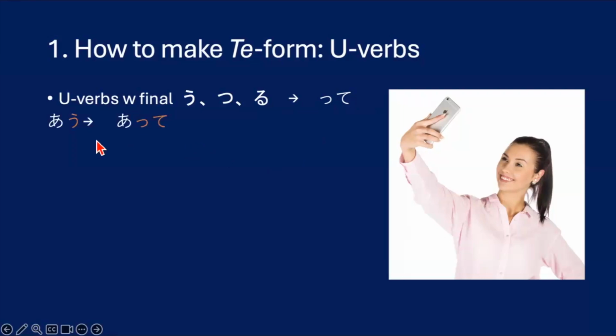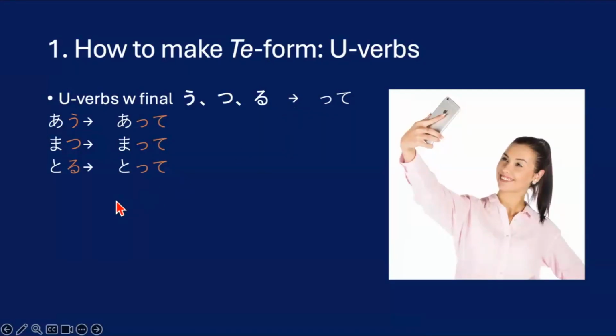So au will be atte, atte. Small tsu, so you're going to have to skip the sounds. You have to pause. Atte. Matsu, so it's a tsu ending. So take out tsu and then add small tsu and te. So matte, matte.